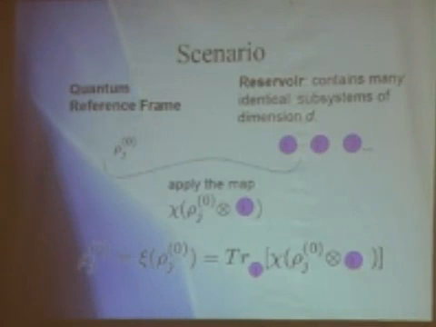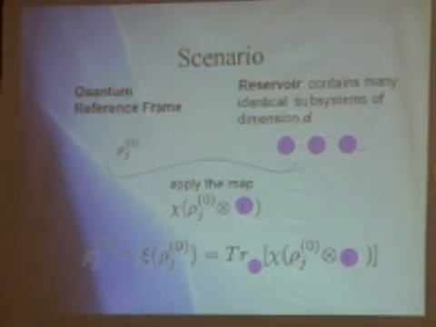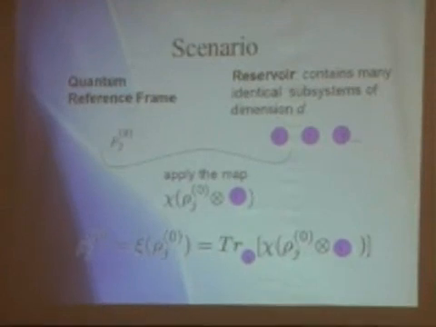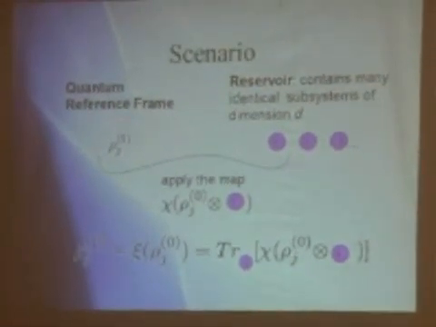Okay, so let's look at the scenario we're considering. We have some quantum reference frame. We start with a certain state for the quantum reference frame, and then we have a reservoir. The reservoir is constituted of many identical states that are uncorrelated with each other. We also assume that each of those states has a dimension d, and that they're invariant under rotations.